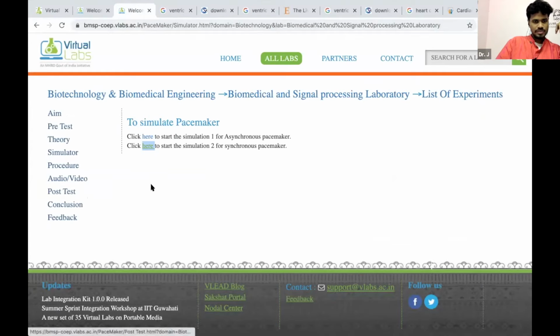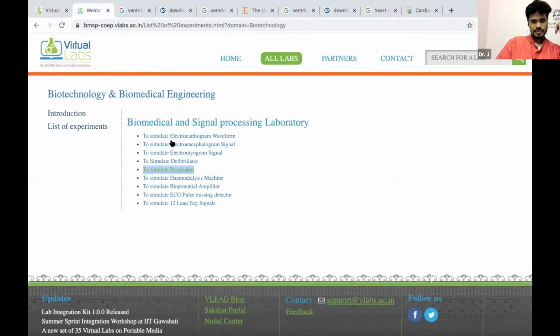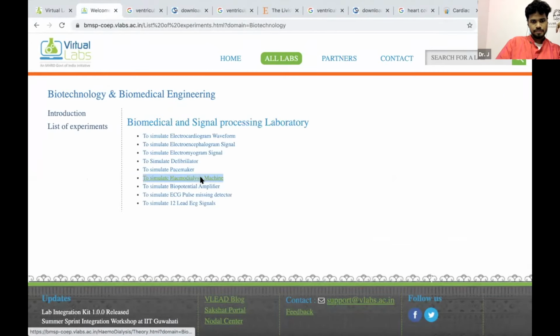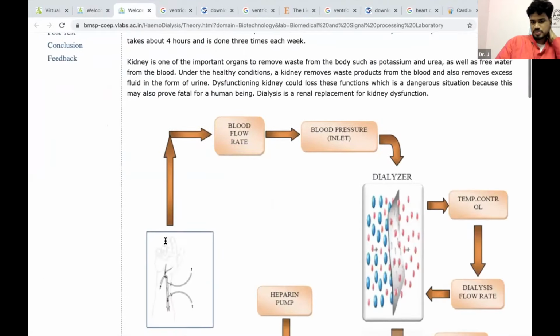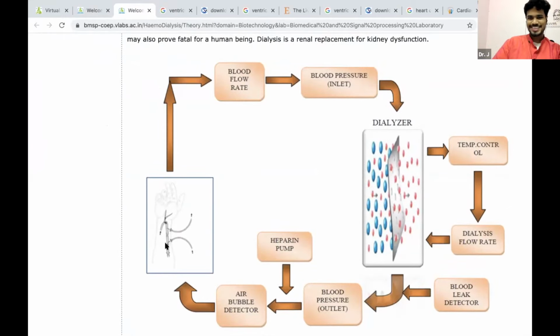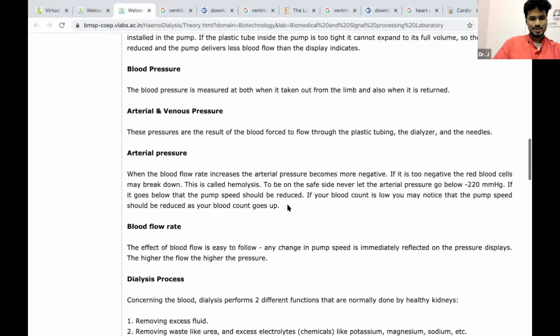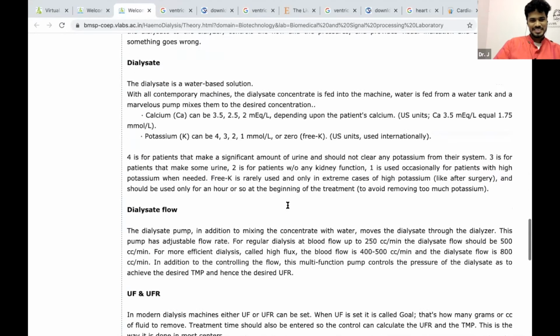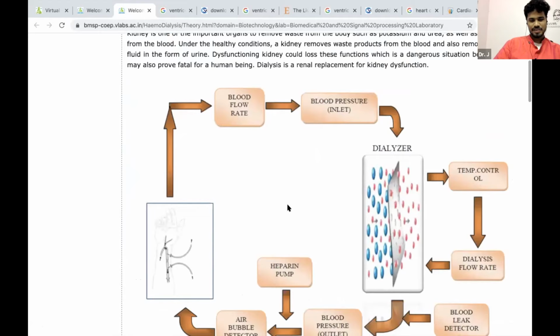Okay, 5 more minutes, we'll finish hemodialysis, and then we'll wind up. Hemodialysis was specifically a simulation. The simulation is what I categorize this virtual lab into, the category I put it. The visuals are not good, numbers are not good, and then you have this thing.